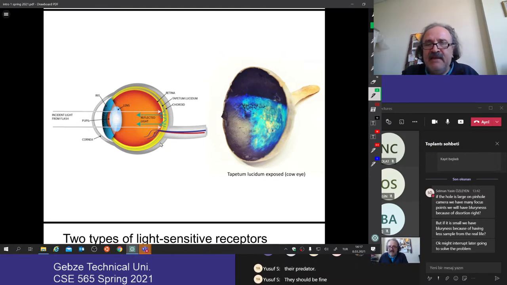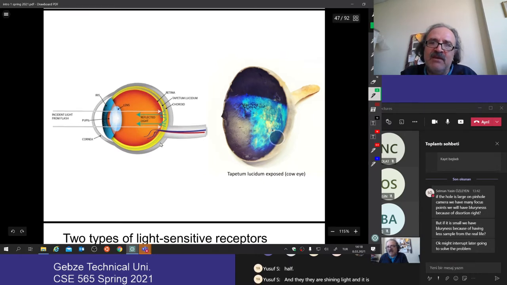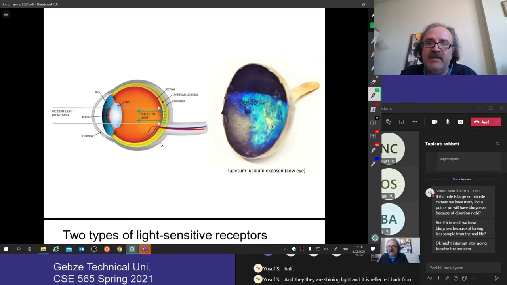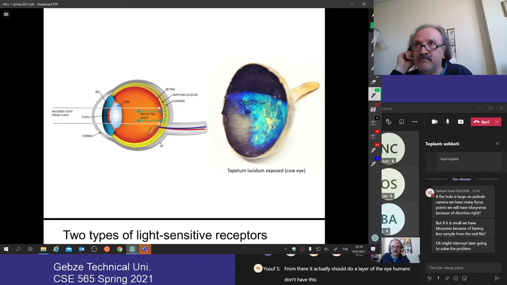And this is a cow's eye, cut in half, and they are shining light. And it is reflected back from the tapetum lucidum layer of the eye. Humans don't have this reflected layer.